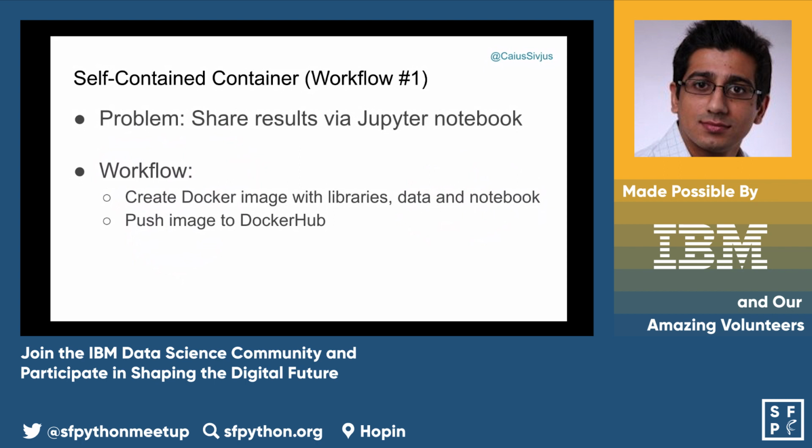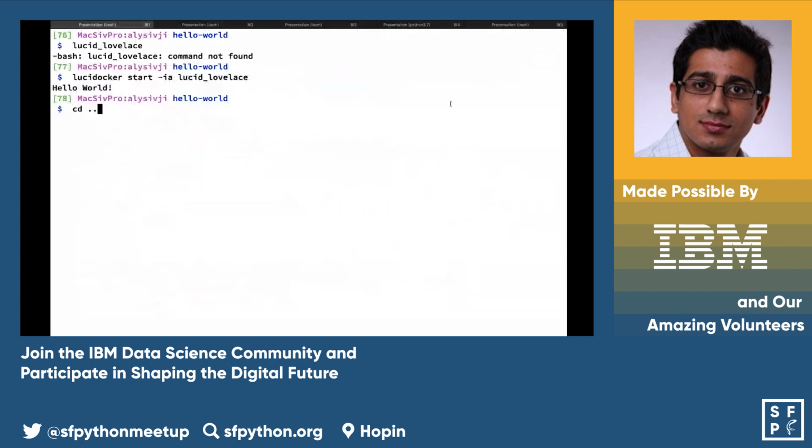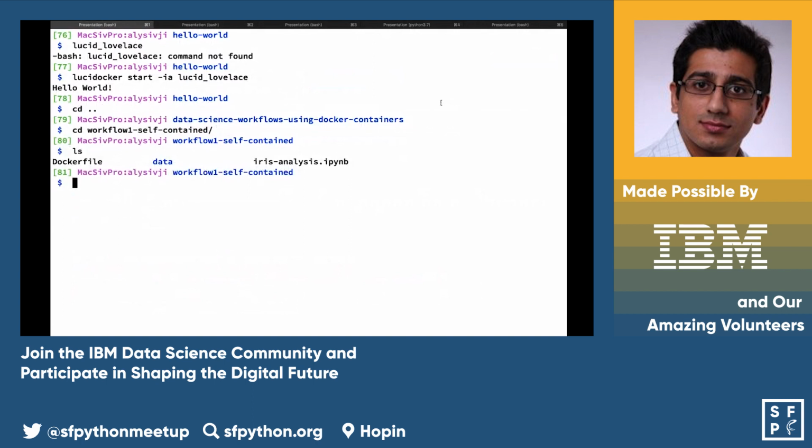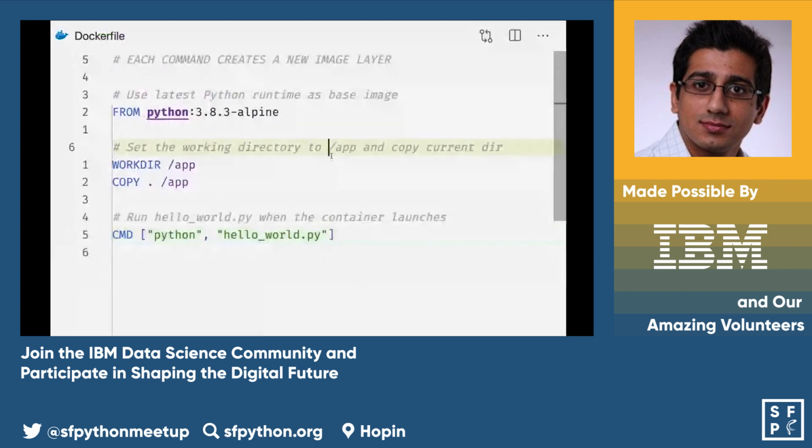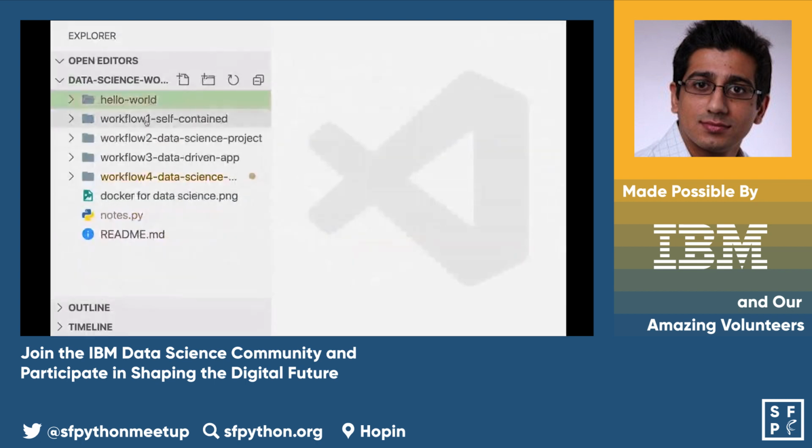What we're going to do is create a Docker image that contains all the libraries, the data, and the code required to produce our calculations. And then we're going to push that image up to Docker Hub. So here's that Docker file. We're going to go back into the terminal and play around with this example. So you see here, we have a Docker file, a data folder, and an iris analysis Jupyter notebook. So let's take a look at that Docker file.